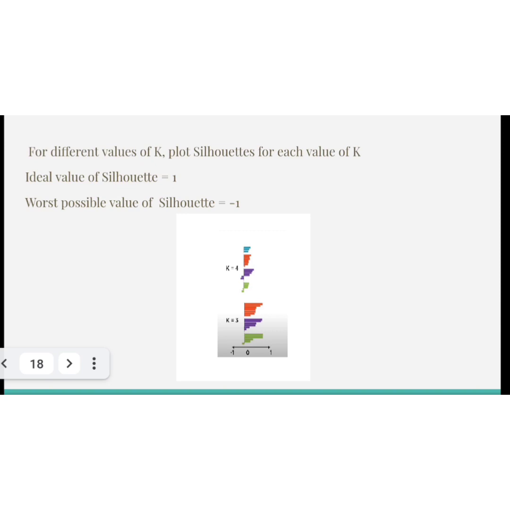So this is how to find the value of k in the silhouette method. That means we have to select that value of k whose values tend largely towards 1. So these two are the common methods used for finding the value of k in a systematic way.